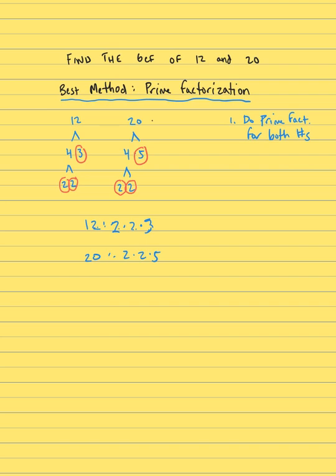So that's step one. Step two is to circle the factors that you see on both lists. I might say circle the common factors, okay? So here I see a 2 on both lists, and here I see another 2 on both lists, and the 3 and the 5 are different, so it's just the 2's.